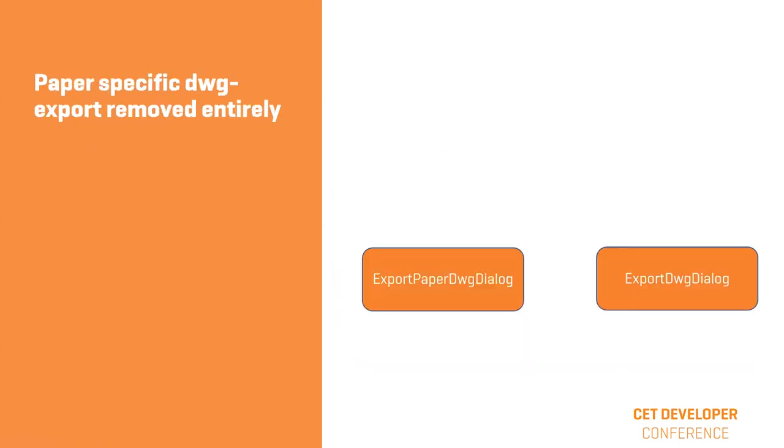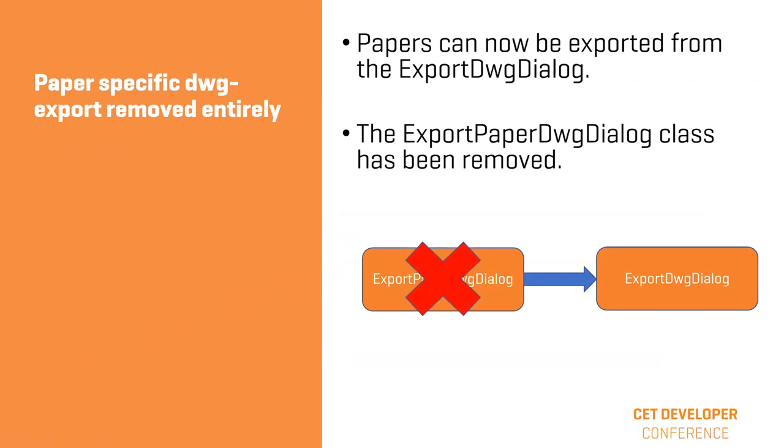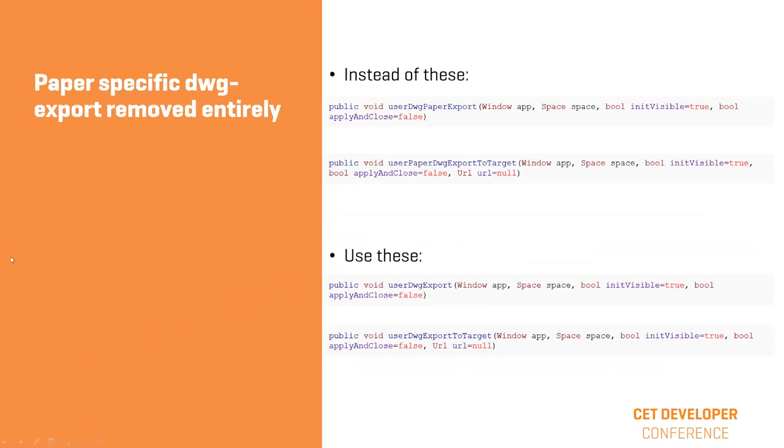So the paper-specific DWG export has been removed entirely and moved into the export DWG dialog so that the papers can now be exported from there. And the export paper DWG dialog class has been removed. So instead of these methods, well, I'm not going to say them all, change into regular user DWG export methods.